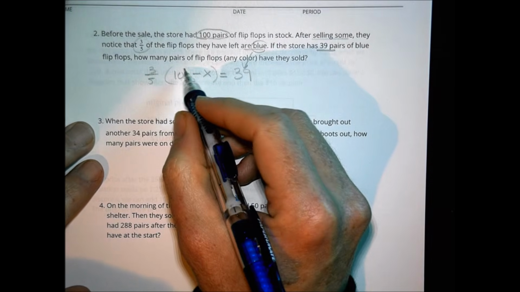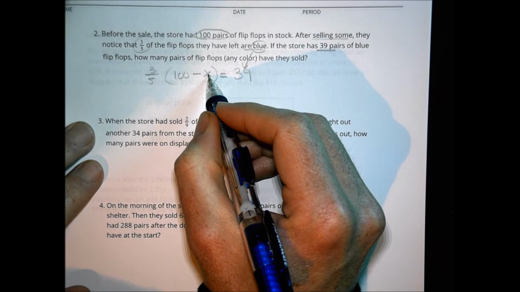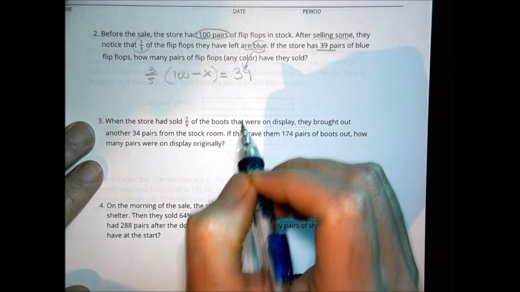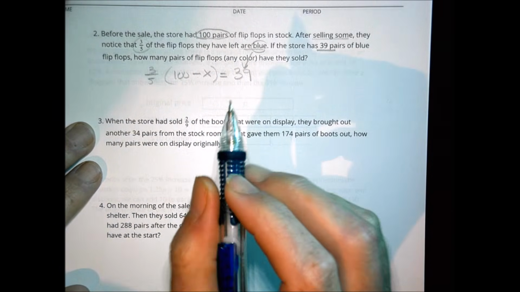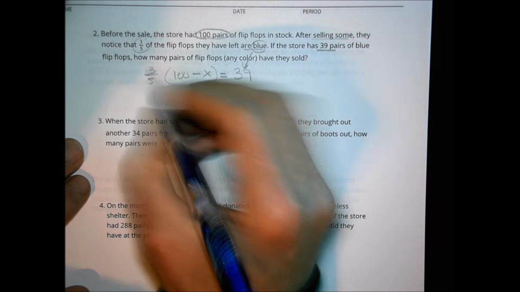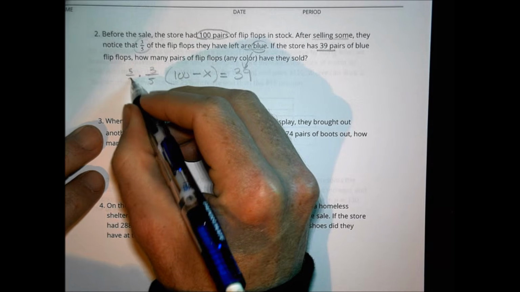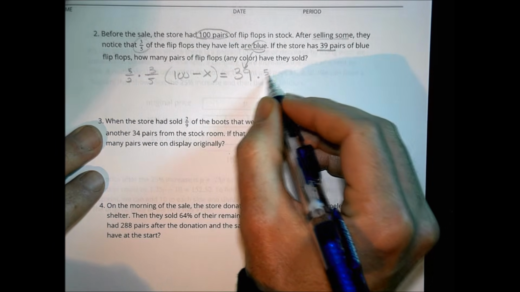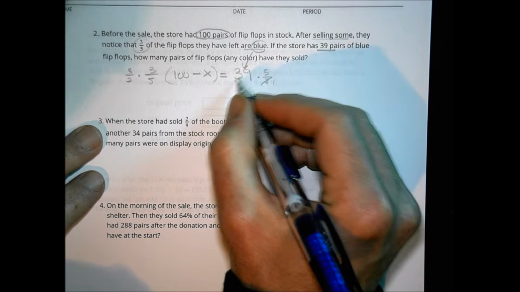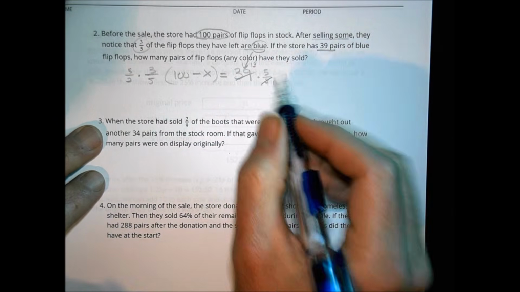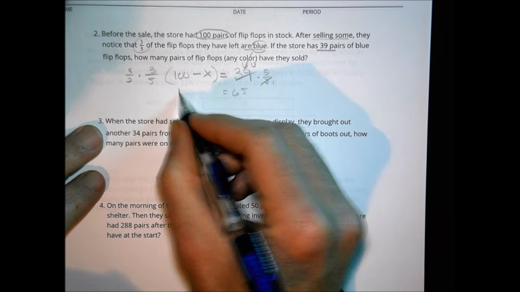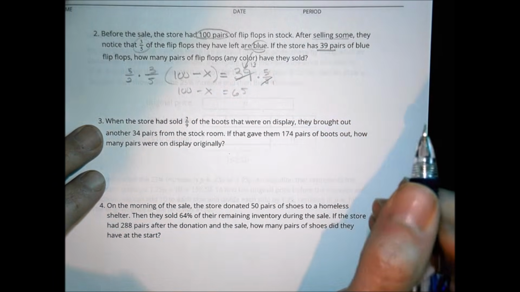So they had 100, they sold some, and 3/5 of what they have left equals 39 blue. What was the number they sold? This is our setup for this equation. I'm going to multiply by the reciprocal, 5/3, because I know 3 goes into 39 13 times. 13 times 5 is 65. So now I have 100 minus x equals 65.